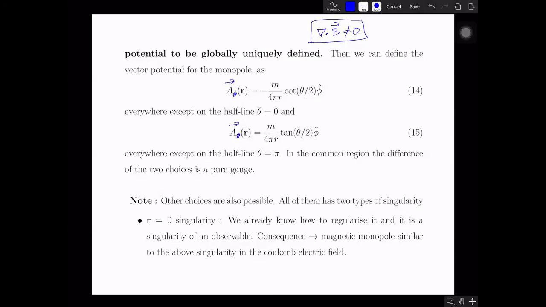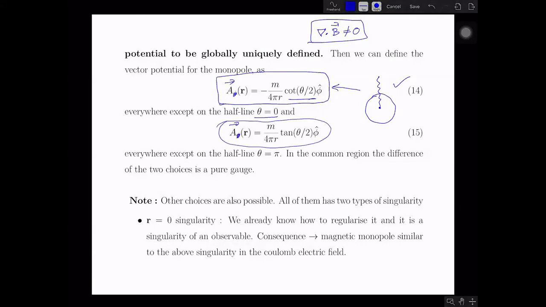But the price we have to pay is that the vector potential is no longer given by the same function all over space. For example, for the monopole, you can take a vector potential which is given by this expression, which is valid everywhere, but because of this cot theta by 2, it is not valid at the half line, which starts from the origin and goes along the north pole. So this is not valid on this line. It is valid everywhere else.